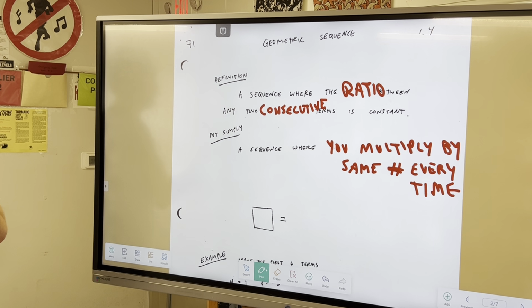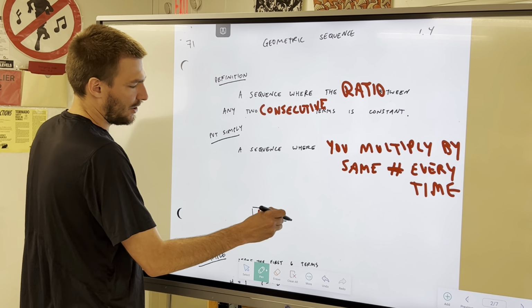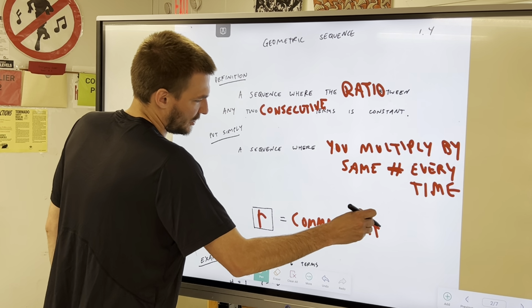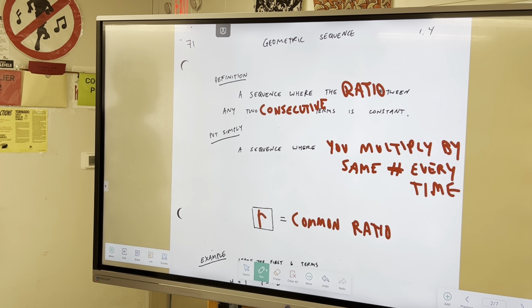There is one more letter that gets thrown into it today, and that is the letter R. And R is the common ratio. We use a lowercase r just like we use a lowercase d for arithmetic.